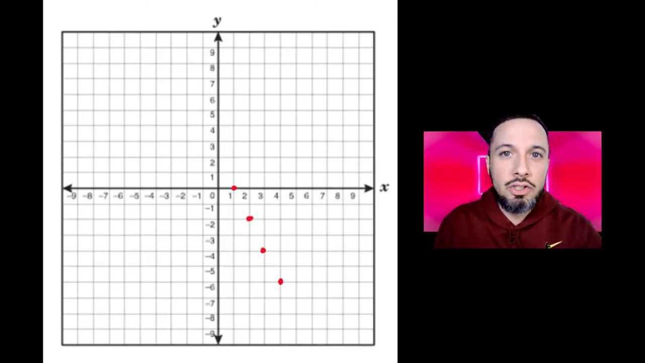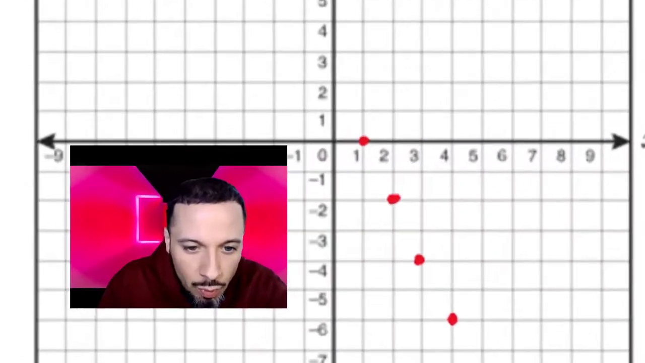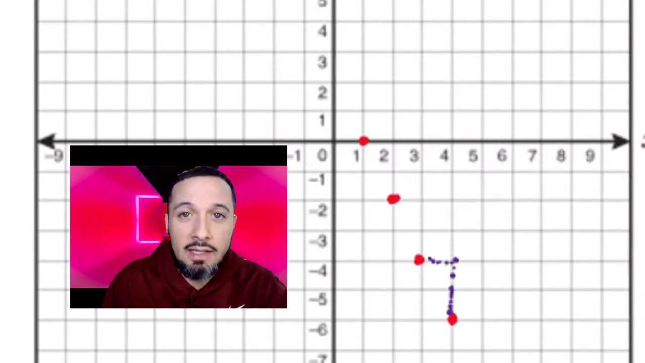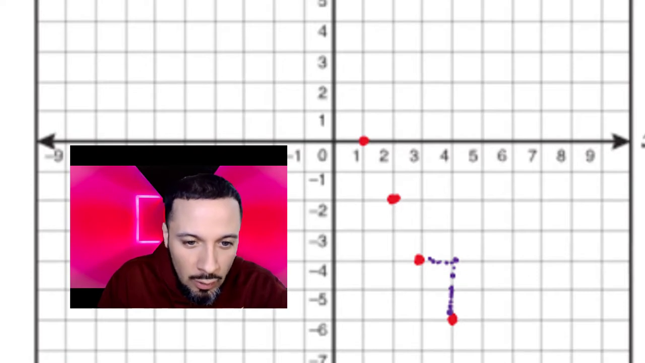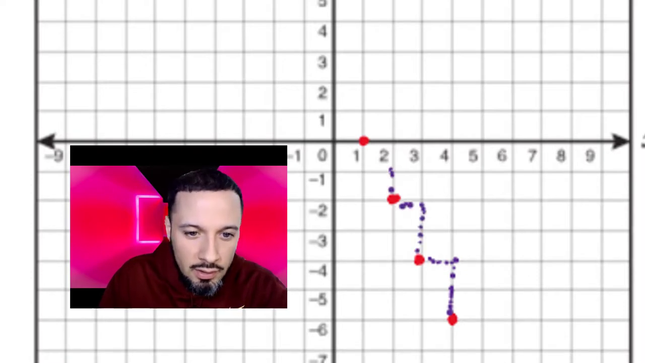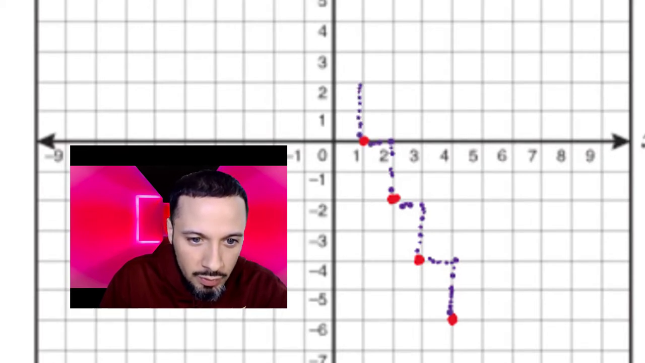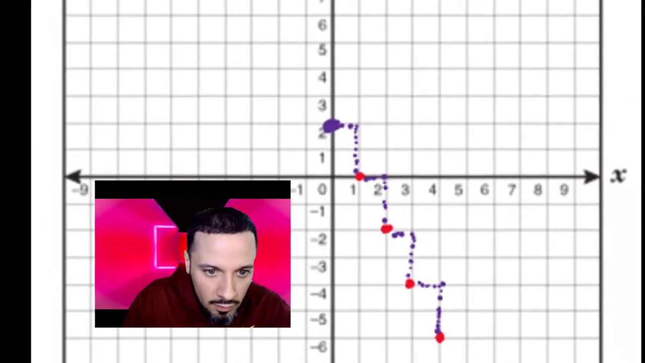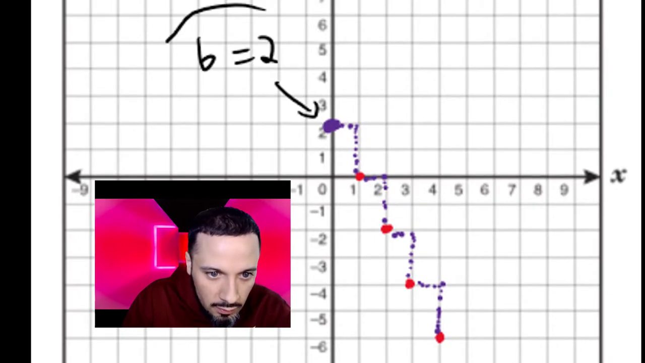We could actually use this graph to find the value of b in our equation. If I start with this point here, if I go up 2 and left 1, I get to the next point. If I go up 2 and left 1, I get to the next point. And I keep repeating this up 2 and left 1 pattern until I get to the y-axis, which would be up 2, left 1, right here at this point. And I can see that at that point, the value is equal to 2. So that is the value for b.